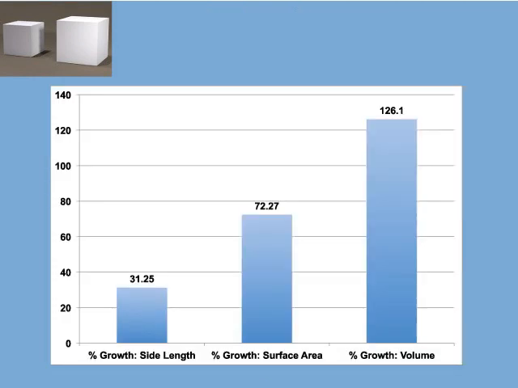This graphic summarizes the percent increase in the side length, the surface area, and volume. Since length is a linear measure, it shows the least percent growth. Surface area, which is nonlinear, a square measure, shows the next highest growth. Volume, which is a cubic measure, shows the greatest percent increase.